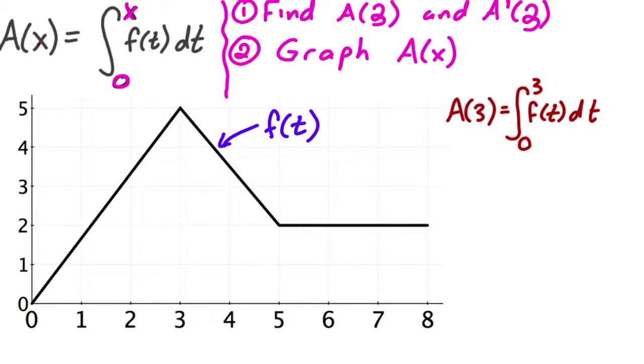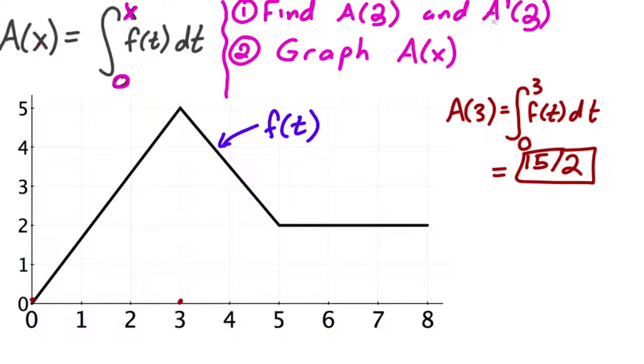Now this is equal to the area underneath f of t from 0 to 3. So if you go from here to here, 1, 2, 3, the height is 5. So this is just going to be 15 over 2. Base times height over 2. It's a triangle, right?